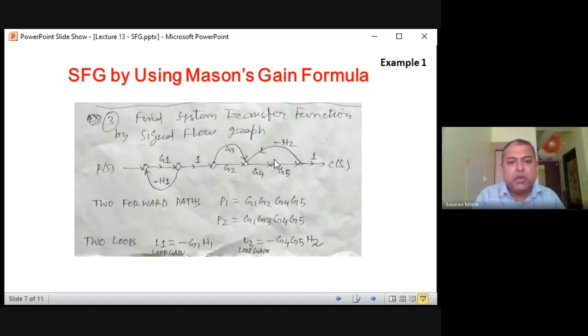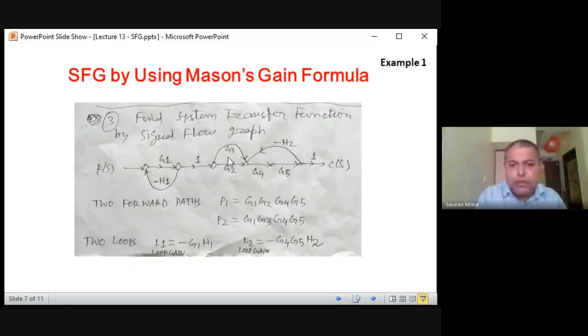Kiran says non-touching. Non-touching means this first loop starts from here, G1, and gets completed here only. So it is only this much part, and it is not touching. Just see this part and this. Suppose that instead of G3 being a forward path, it was a feedback, say minus H3. Those who have understood, it's okay. Suppose it was a loop; instead of forward, this was a reverse. Just assume this was minus H3.